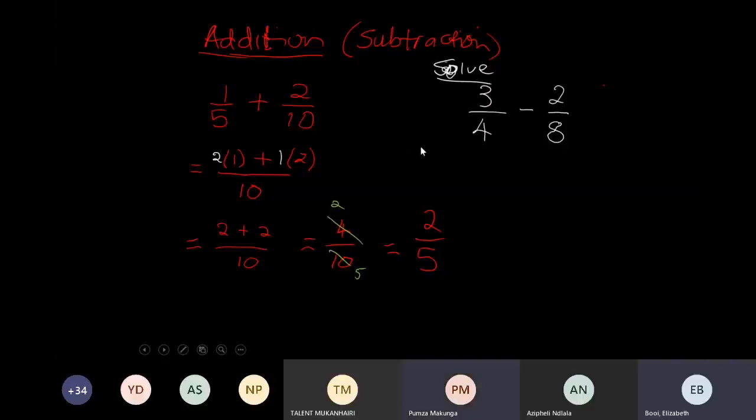I got 2 over 4. You see, you must talk when I ask. You have 3 over? No, 2 over 4.